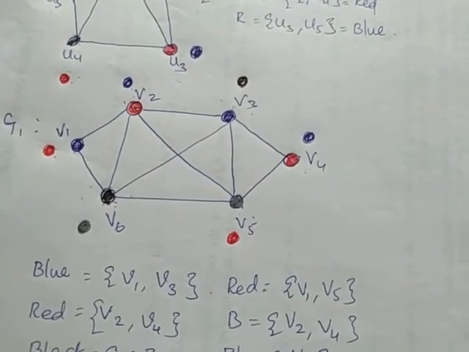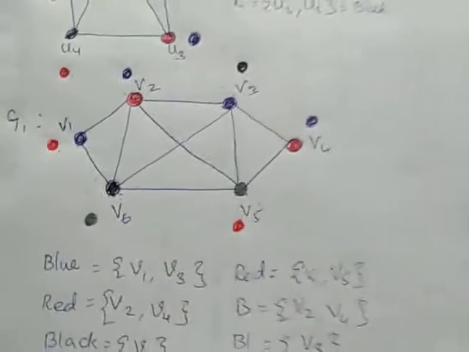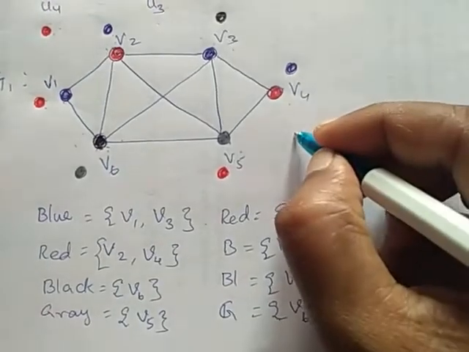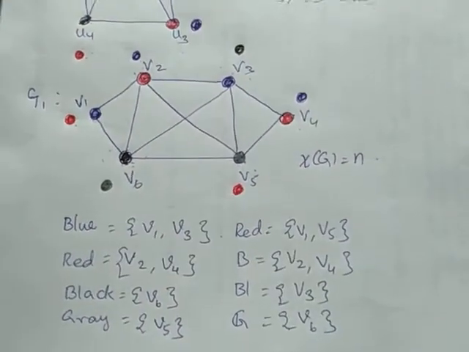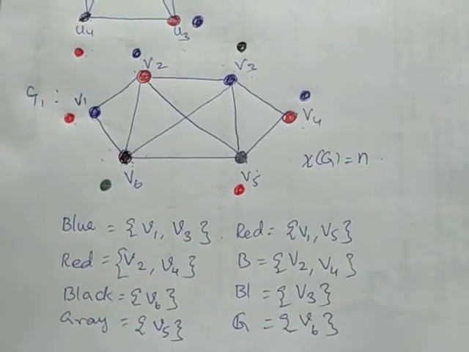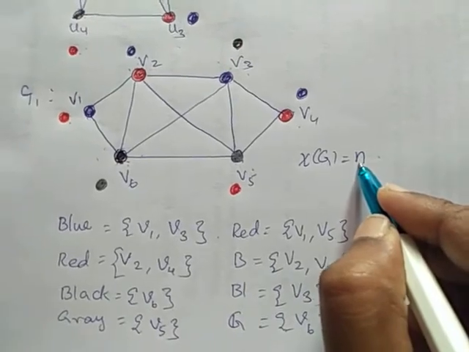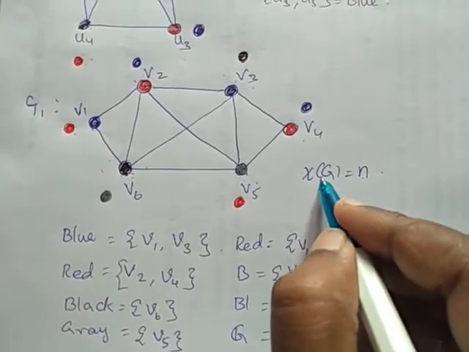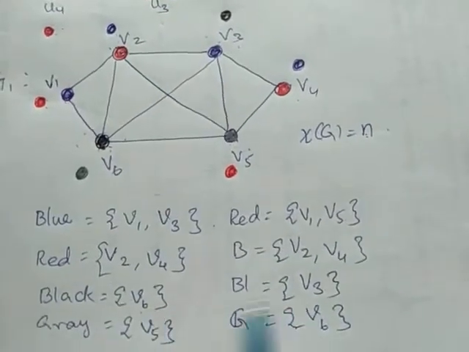properly colorable graph. So what is the definition? Chi of G is n means it requires a minimum of n number of colors to color the graph. Chromatic number of G is n. In this case, the chromatic number is 3. In this case, the chromatic number is 4.